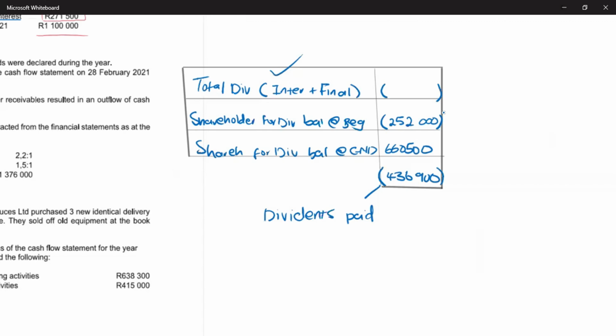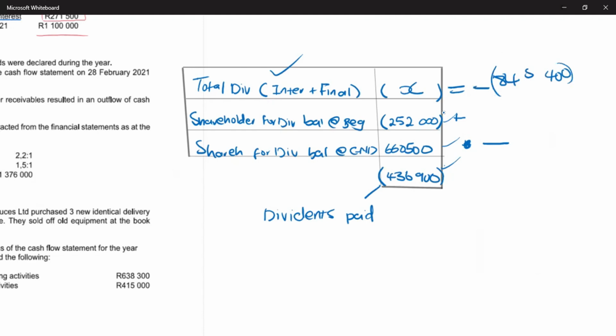Okay. Now, I have my dividends paid, I have my shareholders for dividends balances. Now I need to calculate this, which is X, right? So you can just solve for X, but I'm just simply going to punch this into my calculator. So I'm going to say negative 436,900. When I go backwards, I'm going to do the opposite. I'm going to minus 660,500. I'm going to add 252,000. And my answer, it will be negative 845,400, right? And this is an outflow because it's a negative, which is what we were looking for.